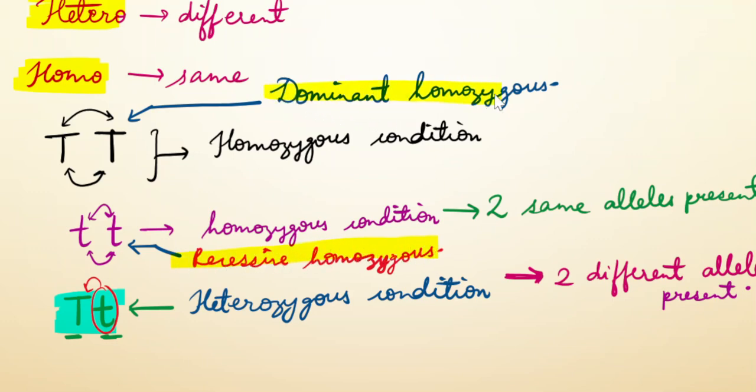This is about dominant homozygous, and this one, capital T, small t, we will say is dominant heterozygous, or we can say heterozygous dominant.